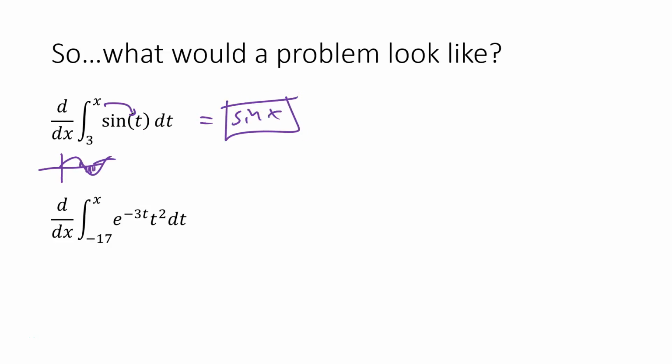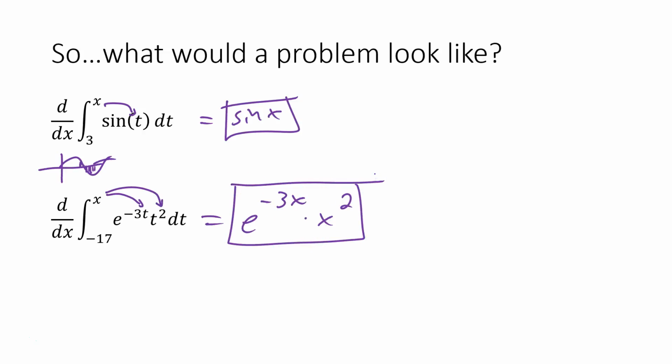That's it. Next one, if you want to try it yourself, pause the video for a second, see where that x goes, give it a shot. All right, let's see what happens. All you do is dump the x everywhere you see a t. That's it. So it is e to the negative 3x times x squared. That is your derivative. It's that easy.